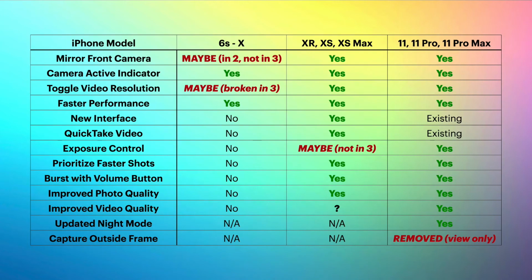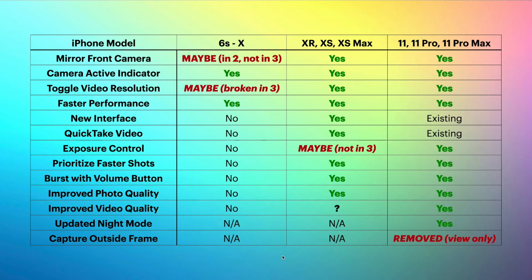So here's a summary of everything that we covered in this video. You can see all the features on the left for the camera, as well as the three different groups of phones. You can see, the oldest phones get about 4 features. In the middle, the XS and the XR family gets most of them, and the 11 and 11 Pro pretty much get everything except for that capture outside the frame that we just talked about.